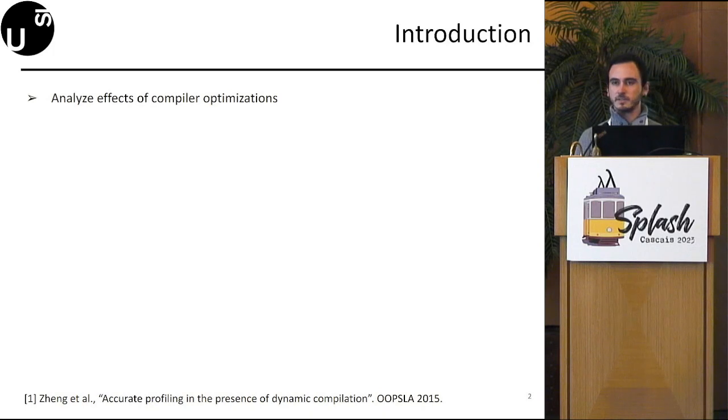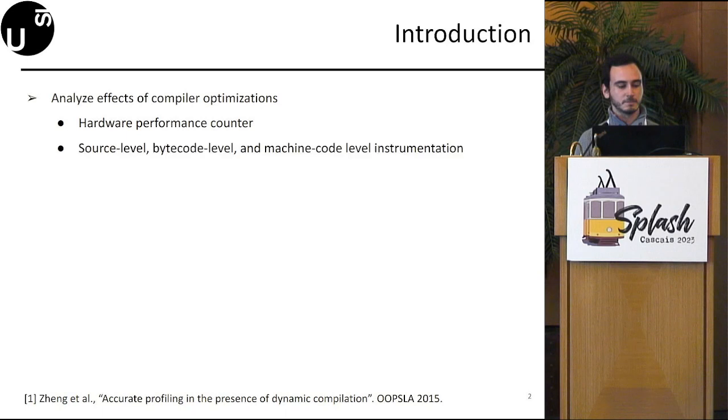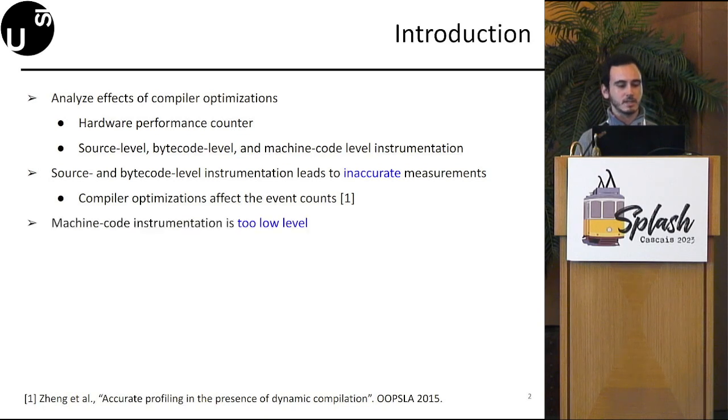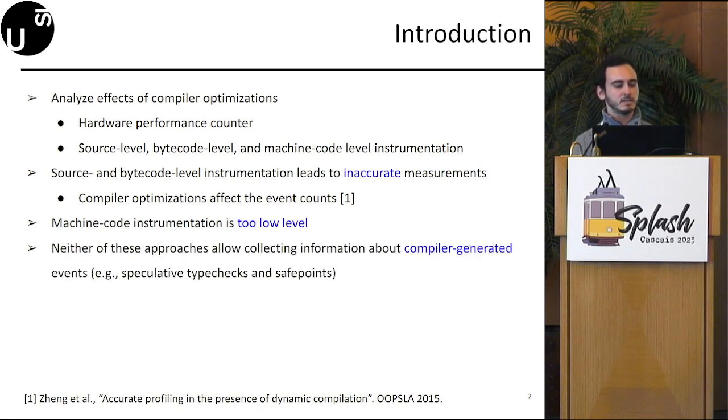To analyze the effect of compiler optimizations, compiler developers usually employ either hardware performance counters or source-level, bytecode-level, and machine code level instrumentation. While the latter approach provides more useful information, it is well known that source and bytecode level instrumentation leads to inaccurate measurements. This is because compiler optimizations affect event counts. Machine code instrumentation instead is too low level. It does not allow collecting bytecode level metrics. Moreover, neither of these approaches allow collecting information about compiler-generated events, such as speculative type checks and safepoints.